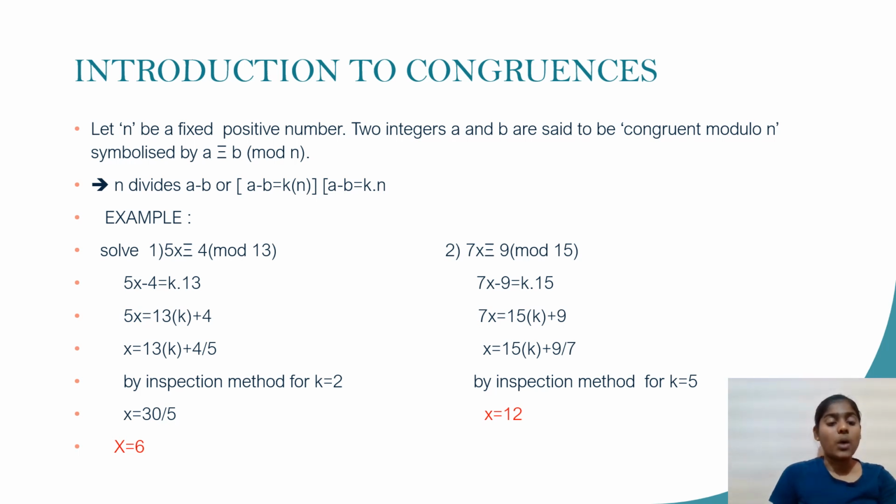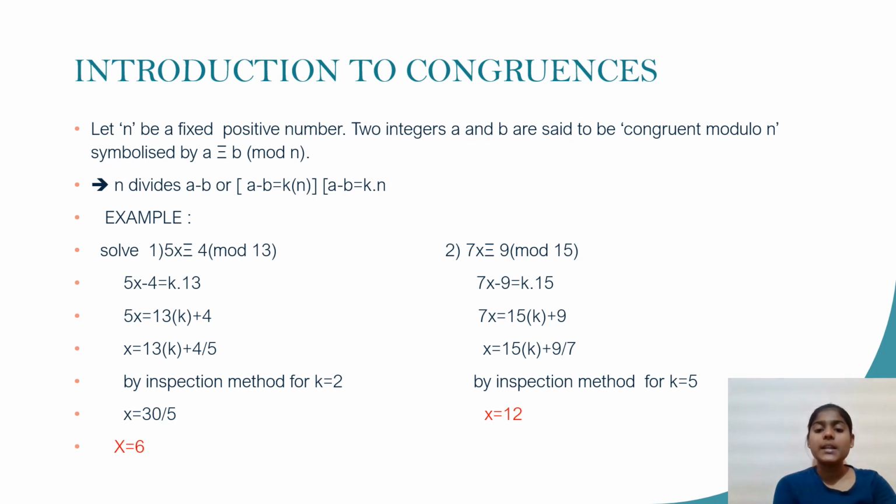Example 1. 5x ≡ 4 (mod 13), where 5x minus 4 is equal to k times 13. 5x is equal to 13k plus 4. x is equal to (13k plus 4) divided by 5. By inspection method, for k equal to 2, x is equal to 30 by 5, where x is equal to 6. Example 2. 7x ≡ 9 (mod 15).